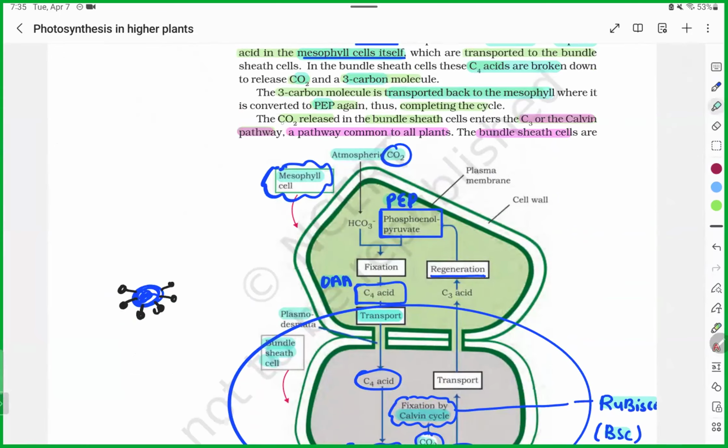Next, CO2 released in the bundle sheath enters the C3 or Calvin pathway, a pathway common to all plants. Remember, the C3 cycle or Calvin cycle is present in all the plants. Very important point.